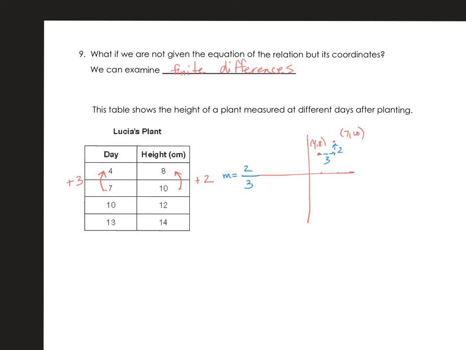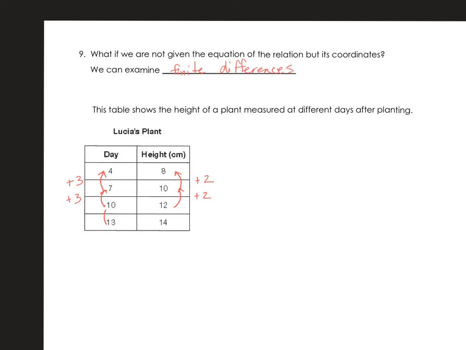So all that stuff that we just sketched off over on the right, we're going to get rid of that because we can examine that slope then to determine, does this table represent a linear relation? So my next movement would be from this point to this point. So we noticed that we went over 3 units and we went up 2 again.